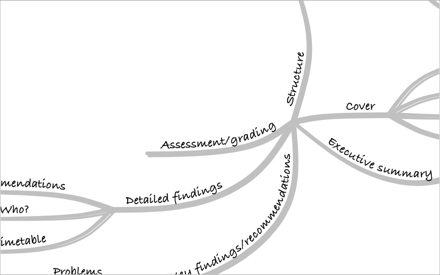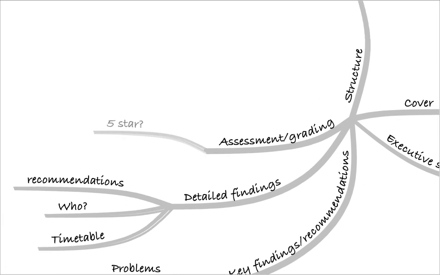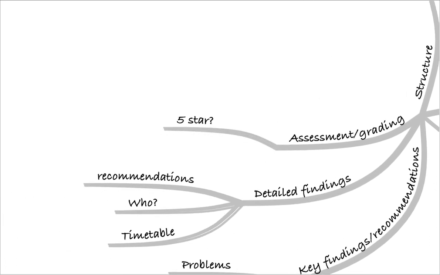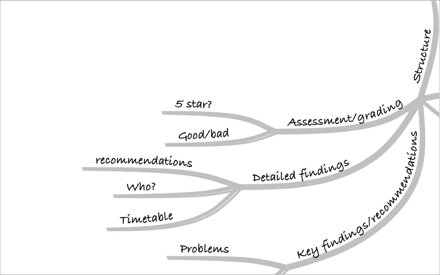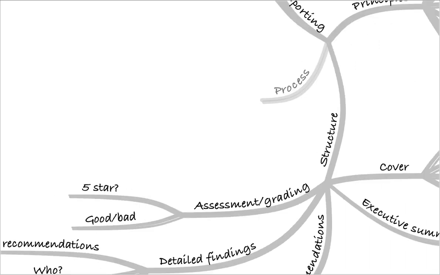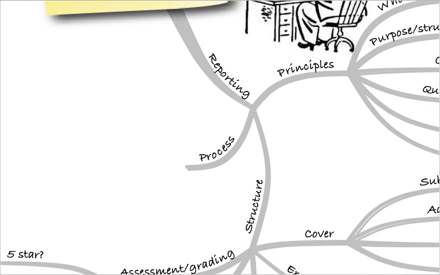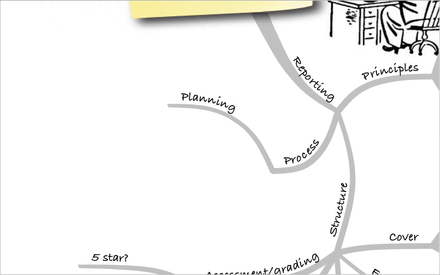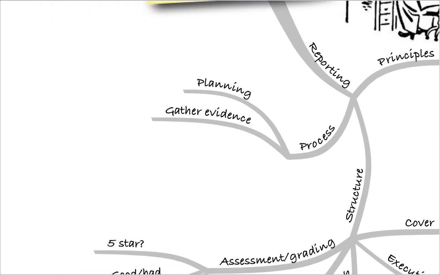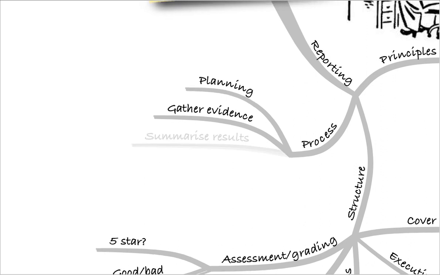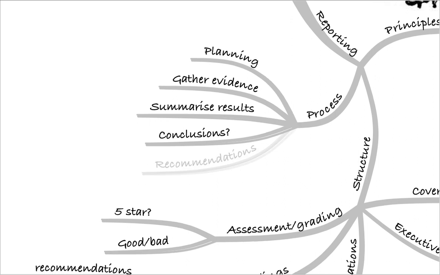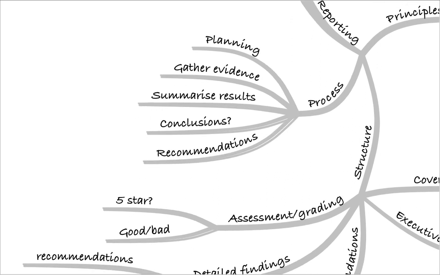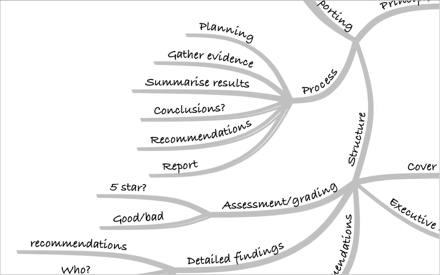Lastly, there'll be that assessment or grading. It might be a star system, so maybe a 5-star system. It might be a traffic light system. It'll set out whether that area that internal audit have looked at is good or is it bad. So the process for any internal audit assignment is to undertake the planning of the assignment, to gather the evidence required for the assignment, to summarize the results, to come to any conclusions, to make recommendations, and set all of that out in the report that they undertake.